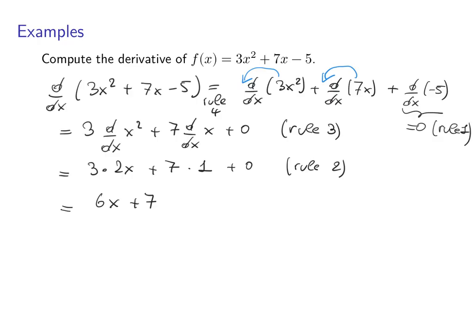So you see already how the rules can help you compute derivatives more easily. On the exam, on the quiz, you do not have to write down every rule separately. You can combine multiple rules in one go. In particular, I expect you to be able to, after a few exercises, compute the derivative of a polynomial in one step. Here we used 4 steps, but I would normally do this just in one step.